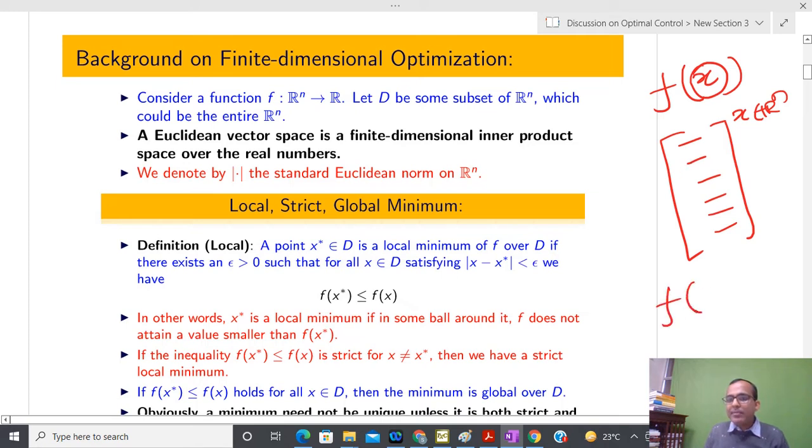Suppose you have some function f(x) equal to x, and here for simplicity I am going to take x equal to r, a real number. So now could anyone please tell me what is the maximum value and what is the minimum value?